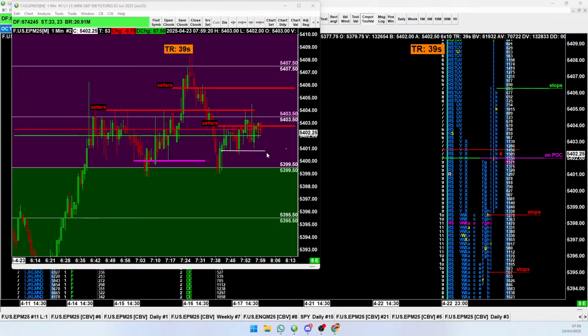The first setup I've seen VS this morning is the look below and fail of 5399.